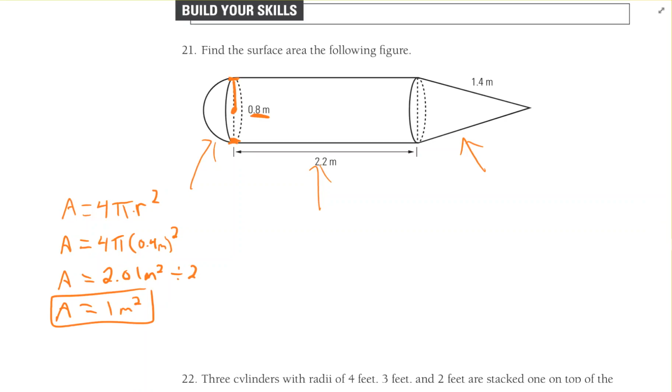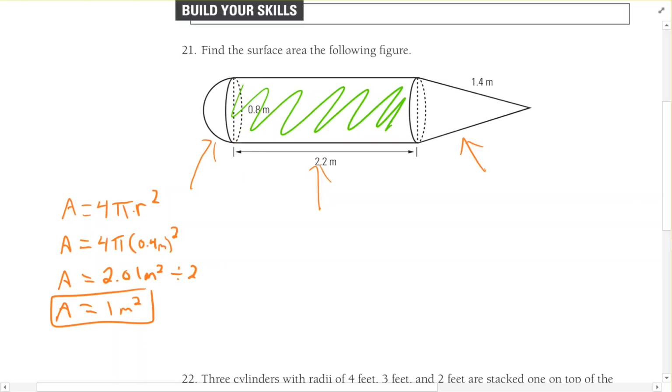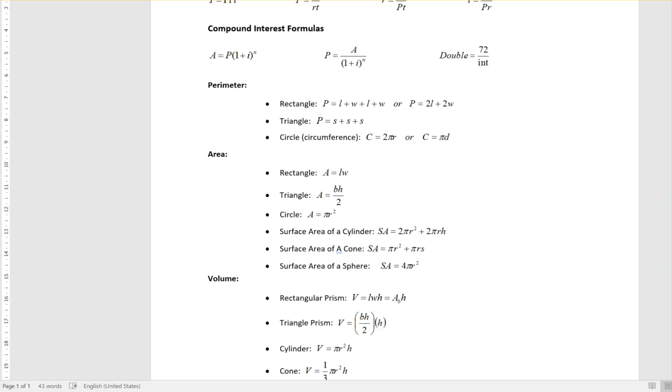Okay, now let's figure out the surface area of our middle section. Our middle section is going to be a cylinder, but without the ends, right? Because we don't actually get the surface area on the ends, because they're on the inside of the shape. We just want the outside. So the whole equation for a cylinder is this one: surface area is equal to 2 pi r squared plus 2 pi r h. So let's write that down.